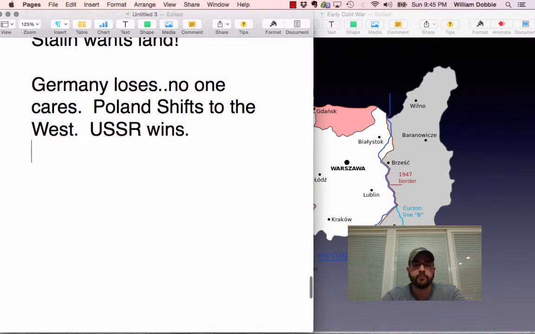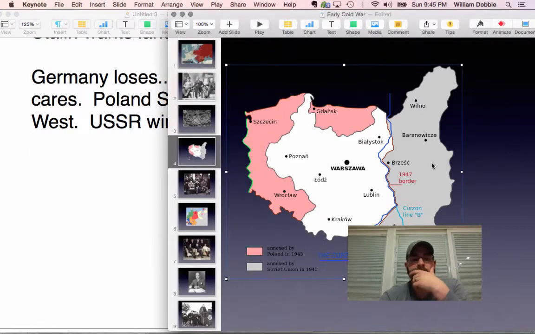But this is an ideological problem for Britain and America. Because back in August of 1941, when Winston Churchill and Franklin Roosevelt met off the coast of Newfoundland and signed the Atlantic Charter, if you guys recall, they each agreed at that point that this would not be a war fought for territorial expansion.